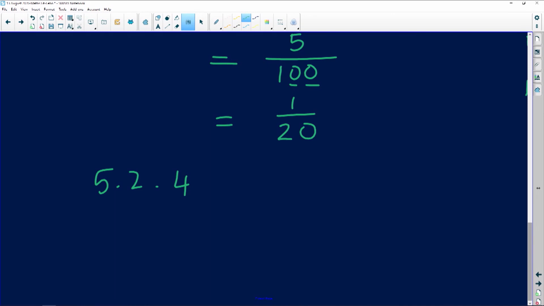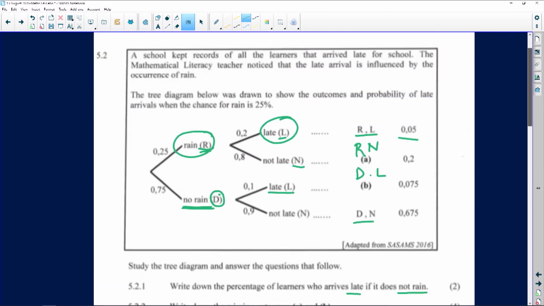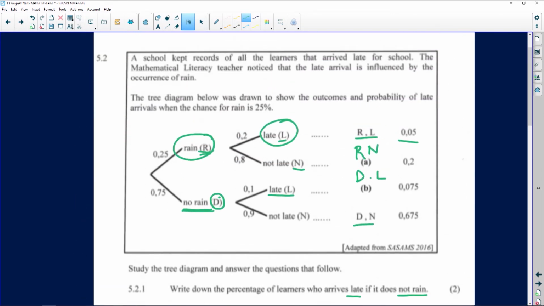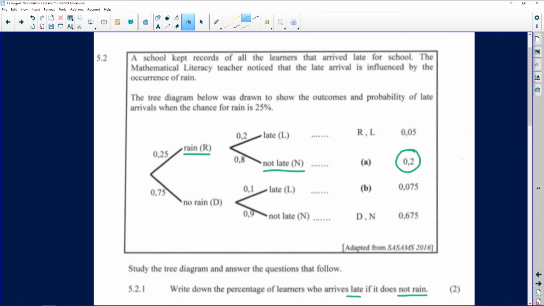So now we know the chance of rain is 25%, okay? So we are being asked now that when it's raining, let's go look at this. When it's raining, I'm going to clean that up again for us so that we do not get confused. So when it's raining, we want to know how many learners will not be late. So not be late is down there. And if you were to go and combine the two, it would give you 0.2. So we're going to take that 0.2 and make it a fraction.